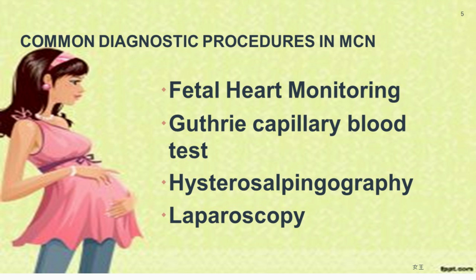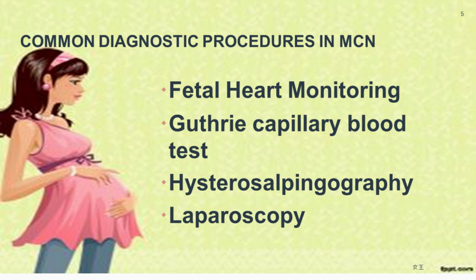Guthrie capillary blood test. Purpose: used as a screening test for phenylketonuria. Nursing alert: normal level is 2 mg/dl. Provide the patient a high-protein diet, 24 to 48 hours before the test. Hysterosalpingography. Purpose: determines patency of the fallopian tube and detects pathology in the uterine cavity.